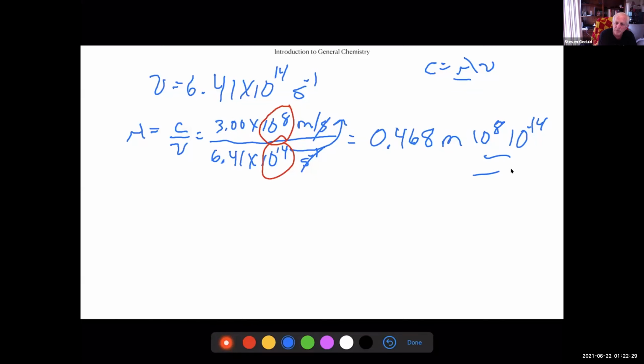Okay, it does it. All right, so you got 0.468, 10 to the 8, 10 to the minus 14. So this is 10 to the what? 8 minus 14 is negative 6, right? 8 minus 14 is negative 6.